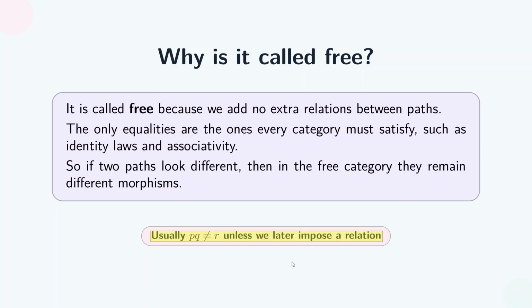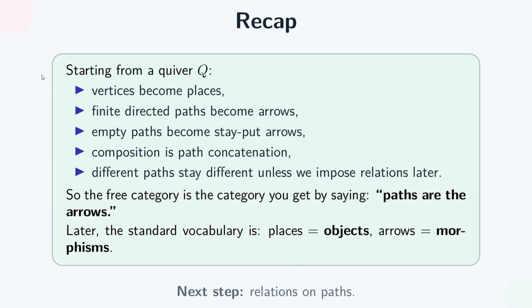Now comes the recap. Starting from a quiver, we have made a very important transition. Vertices become objects. Finite directed paths become morphisms. Empty paths become identity morphisms. Composition becomes path concatenation. And different paths stay different unless relations are imposed later. That is the whole story in compact form. So the free category is the category you get by taking the sentence "paths are the arrows" completely seriously.